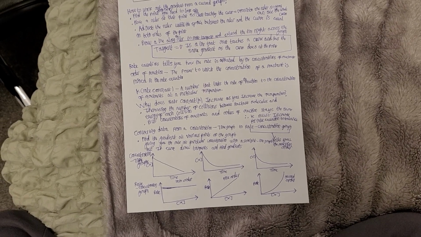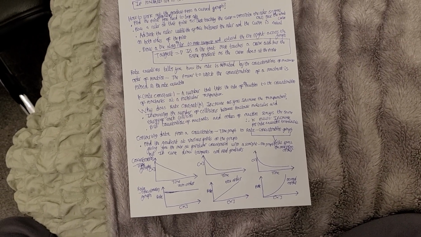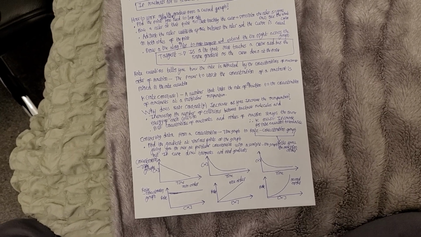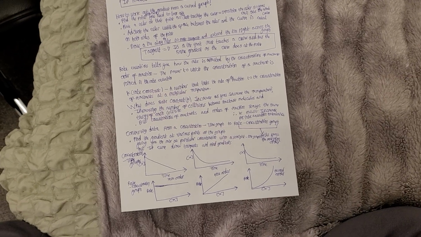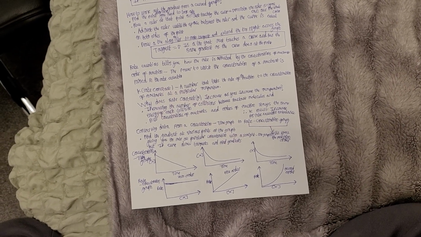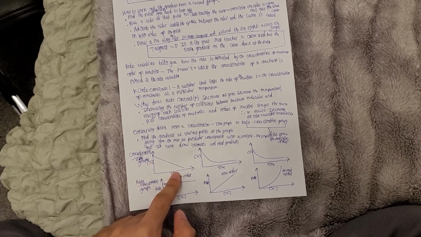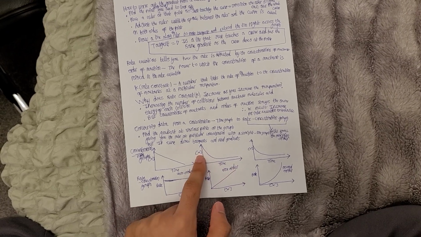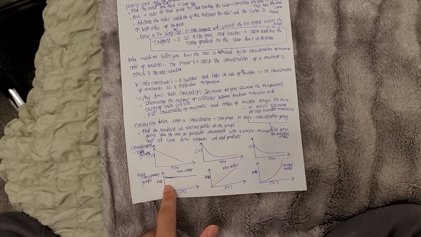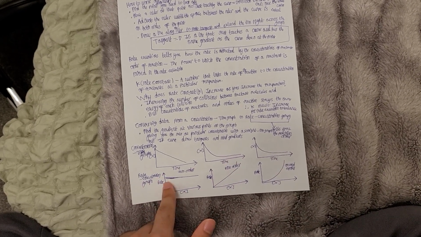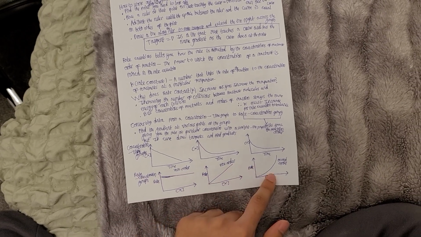Converting data from a concentration-time graph to a rate-concentration graph. Find the gradient at various points on the graph. For a straight line graph you can read off the rate at a particular concentration, but if it's a curve, draw tangents to find the gradients. Then you plot another graph of rate against concentration. Concentration-time graphs look like this for zero order, first order and second order. Converted into rate-concentration graphs, they look like this for zero order, first order and second order.